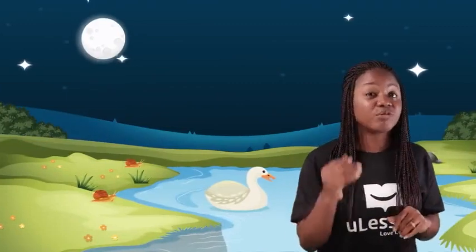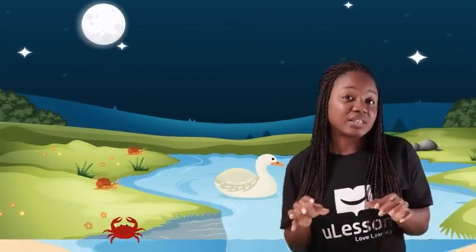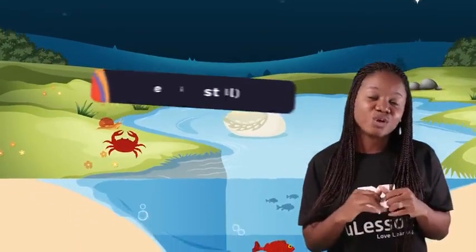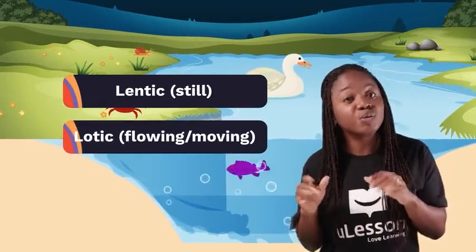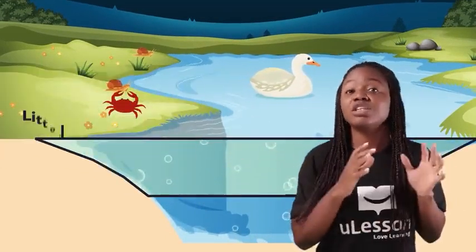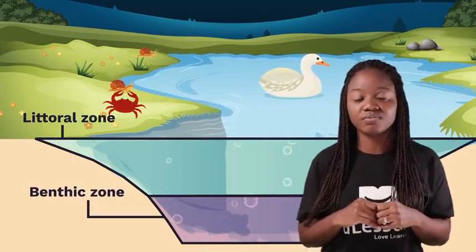We've learned quite a bit. Let's do a recap. So far, you've learned that freshwaters have low salt content. Could be lentic or still, or lotic or flowing. And they both have littoral and benthic zones. In the next lesson, we'll be examining a lentic freshwater body to really understand how lentic water is structured. I'll see you there.